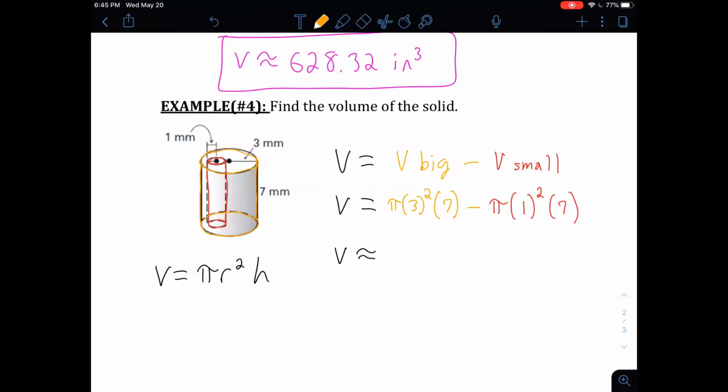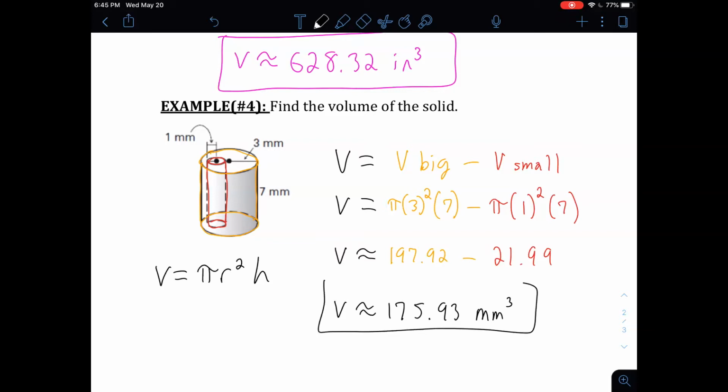So when we multiply that out, we should get about 197.92 minus 21.99. So the volume should be approximately equal to 175.93 cubic millimeters.